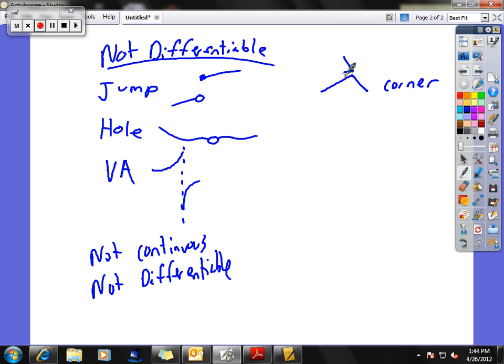The reason is because you have a certain slope here, and then the slope suddenly changes to a different slope, and there's no intermediate there if it's a sharp corner. So at that corner, there actually is no slope, so it's not differentiable. The same thing happens with something called a cusp. It's just like a corner. Same reasoning: the slope suddenly changes, and at that point there is no slope.